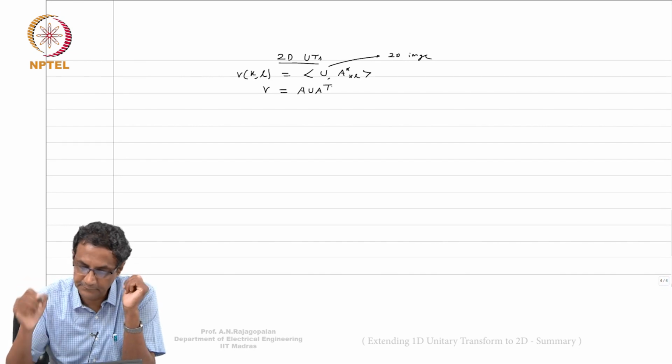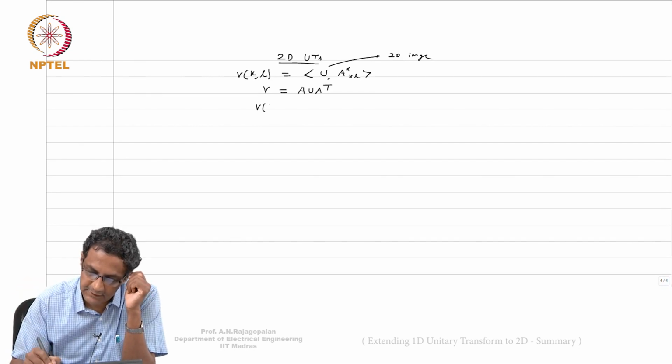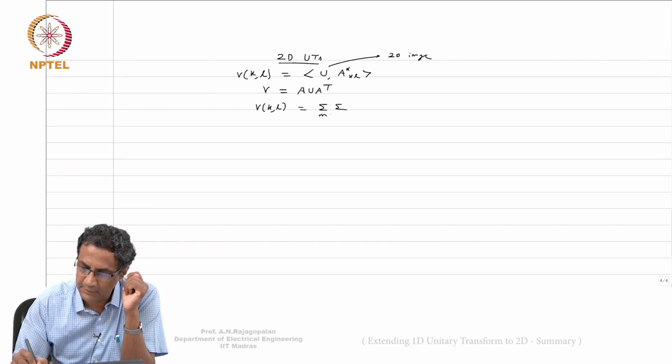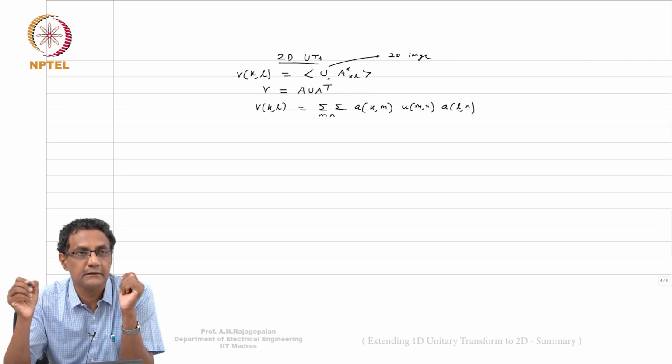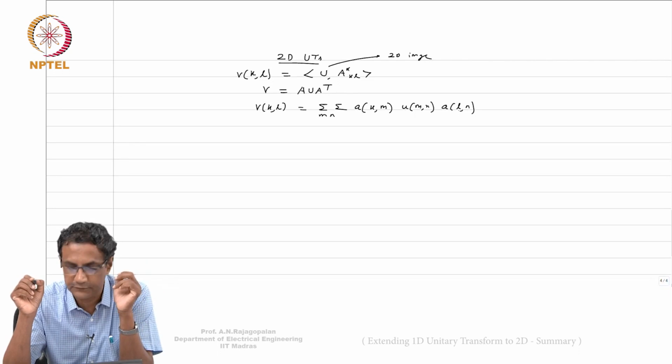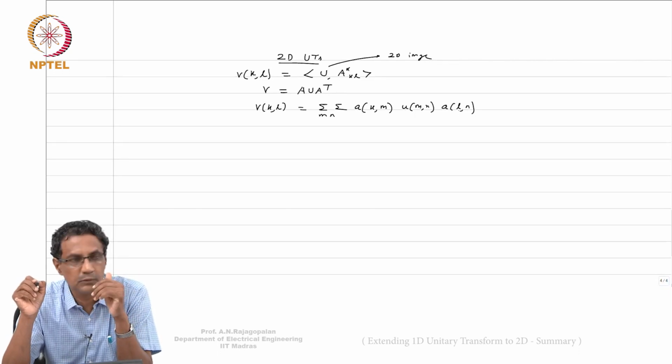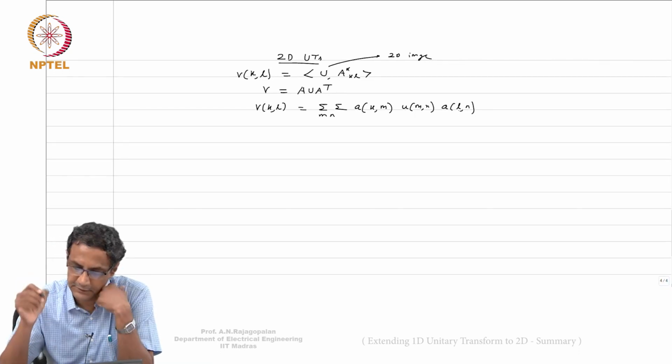What is also valid is V_kl equal to the double sum over m, n going from 0 to N minus 1 of A_km U_mn A_ln. This is also correct, right? They are all equally valid. So some books may use one over the other, but all of them are equally valid forms.